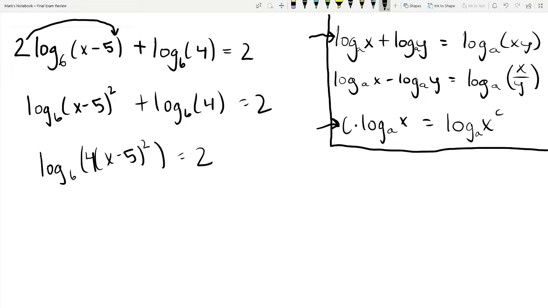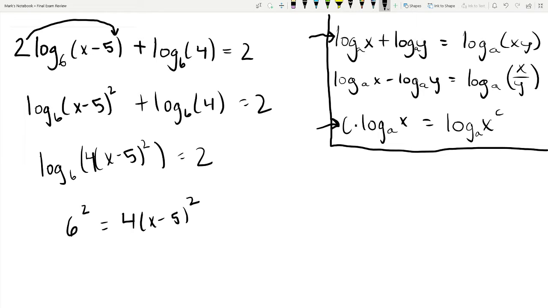Now, of course, I have a logarithm equal to something on the right-hand side. So I'm going to take the base of the logarithm, which is going to be the base of the exponent, and the right-hand side will be the exponent, the 2. That's going to be equal to 4 times (x minus 5) squared. If that wasn't immediately obvious to you, go ahead and check back in your logarithm section and you'll get a quick reminder of how to change a logarithm into an exponential equation instead.